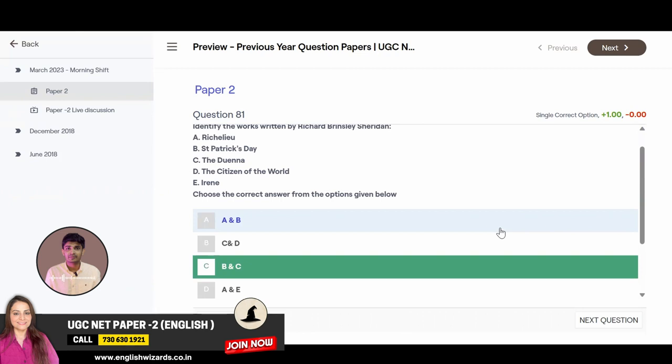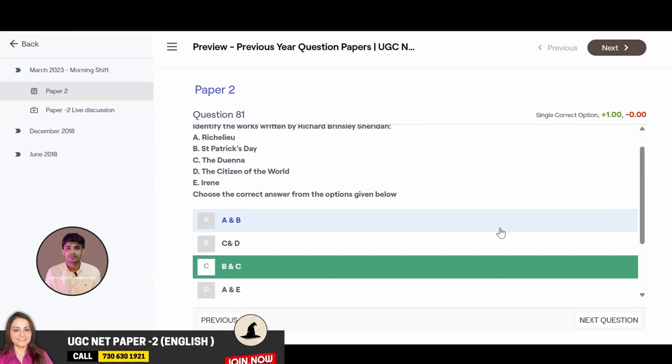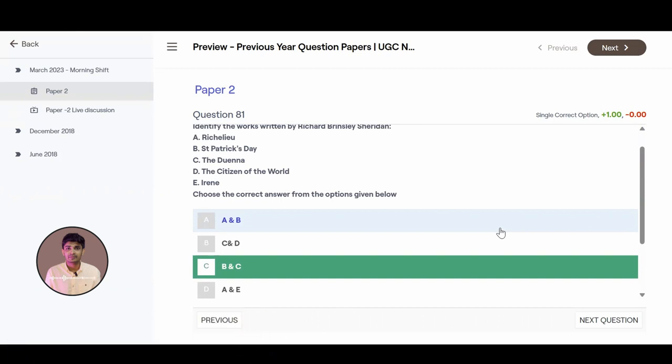St. Patrick's Day is a comedy by Sheridan, first performed in 1775, and revolves around a humorous event that takes place during the St. Patrick's Day celebration. Now, The Duenna is another comedy written by Sheridan. It was first performed in 1775 and became one of his most successful works. It tells the story of a young couple trying to overcome obstacles and marry against the wishes of their families. So this is like the classic plot of the Restoration comedies, the comedies from the late end of the 18th century.